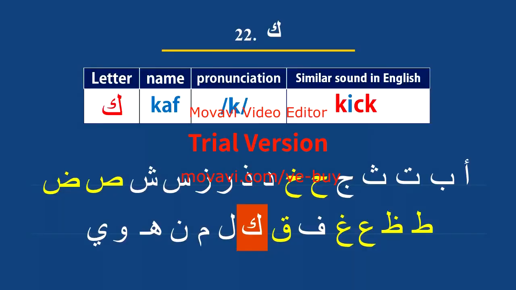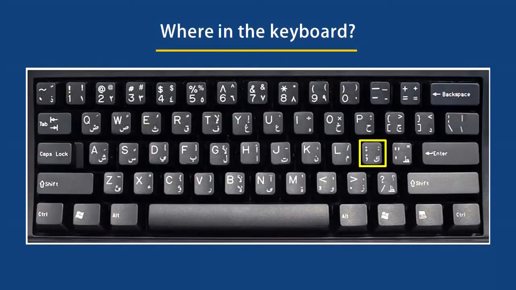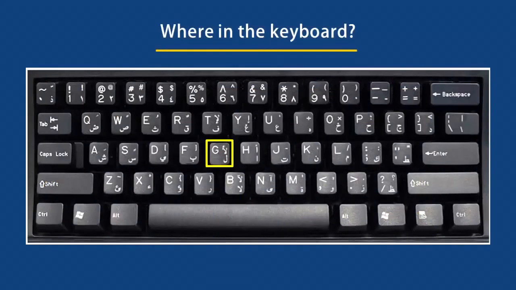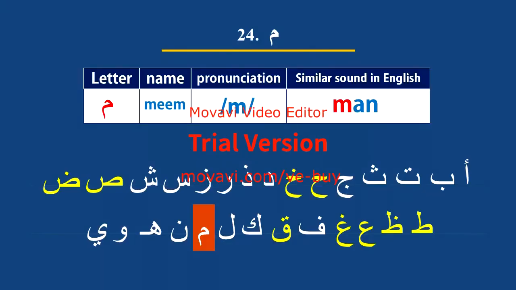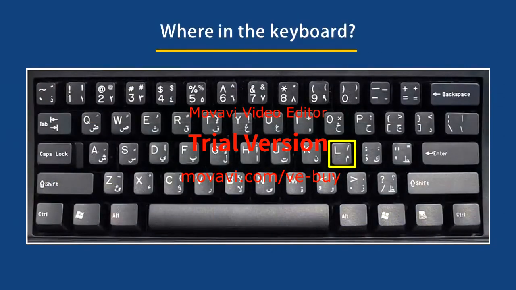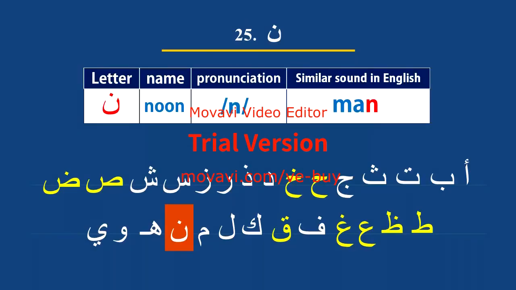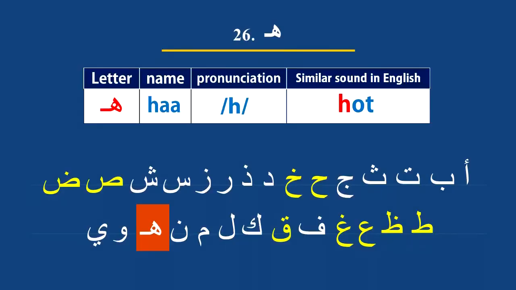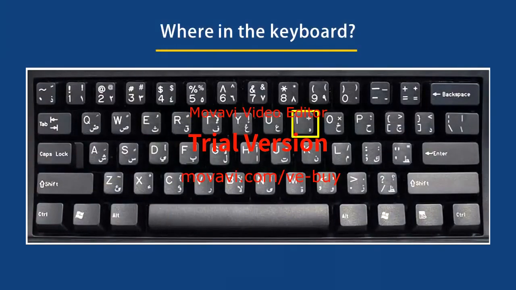Kaf has the pronunciation of K, just like the K in kick. It is placed with the key with two dots. Lam has the pronunciation of L, just like the L of lead, and it is placed with the G key. Mim has the pronunciation of M, just like the M in man, and it is placed with the L key. Noon has the pronunciation of N, just like the N in man, and it is placed with the K key.